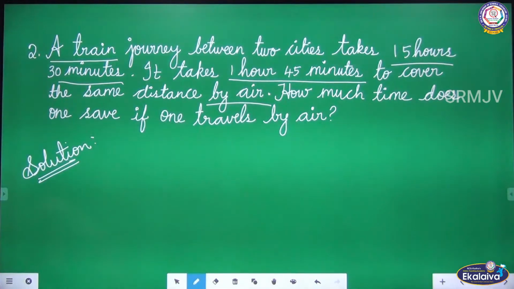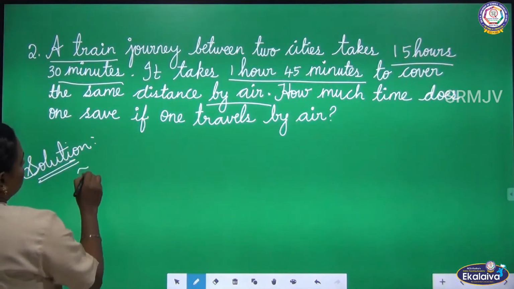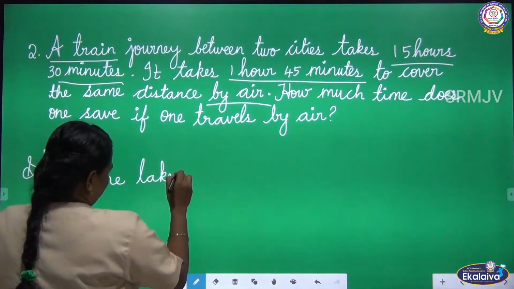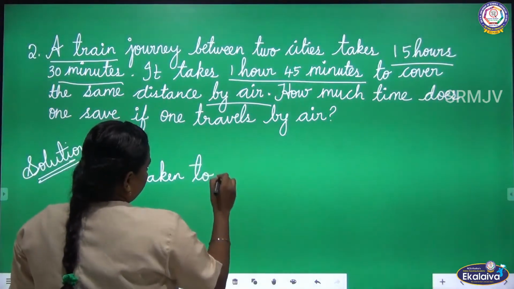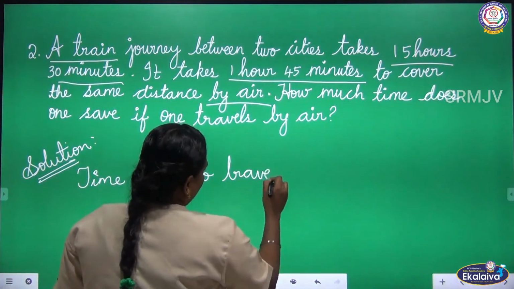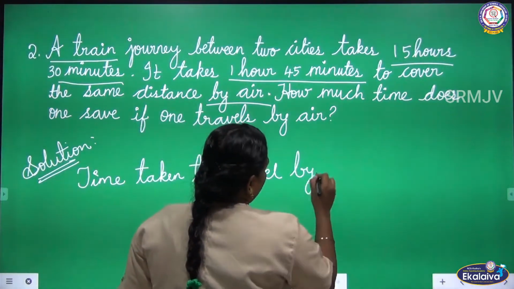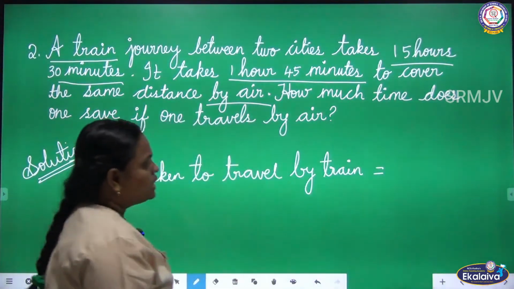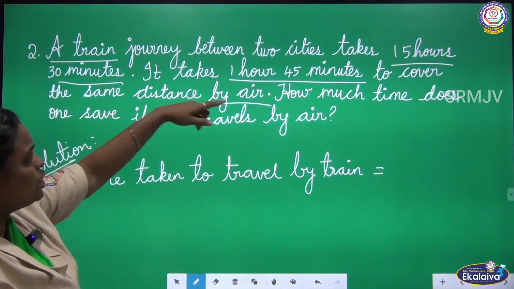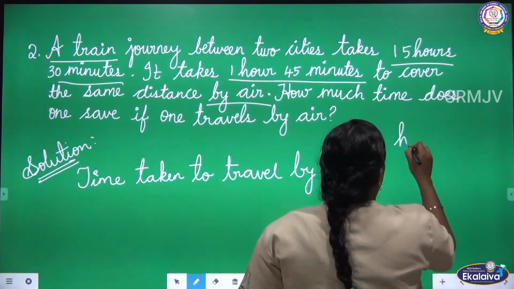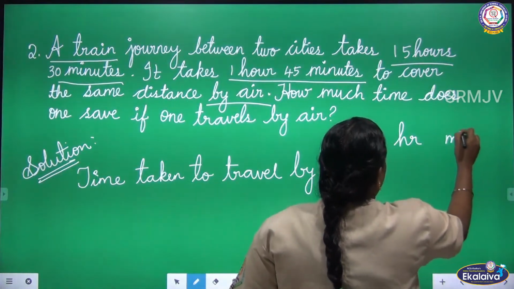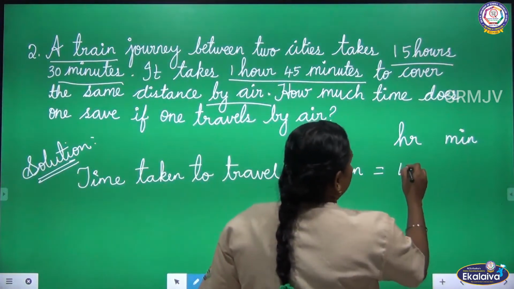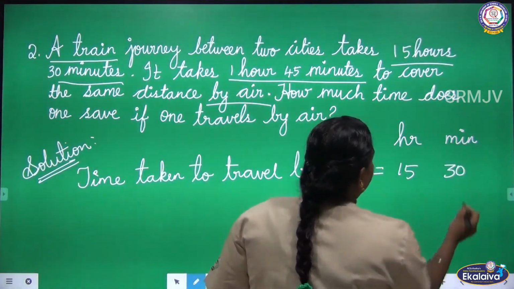Time taken to travel by train. So time taken to travel by train is how many hours, how many minutes? So first you write hours and then minute. How many hours, children? 15 hours, then 30 minutes. So you write 15 hours 30 minutes.